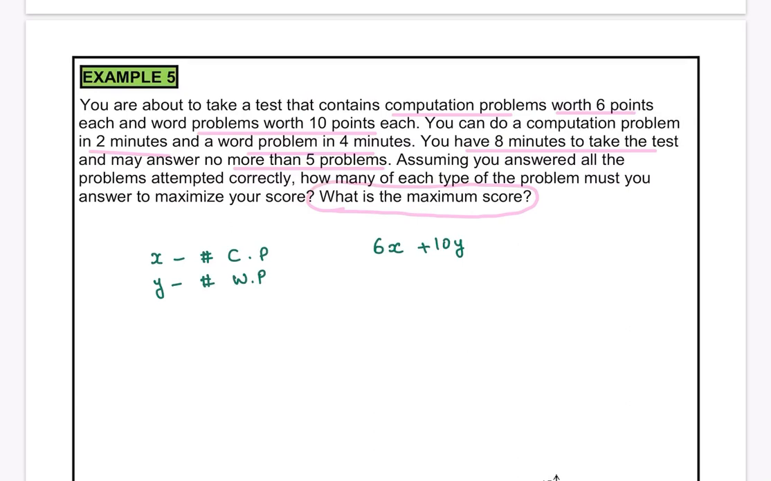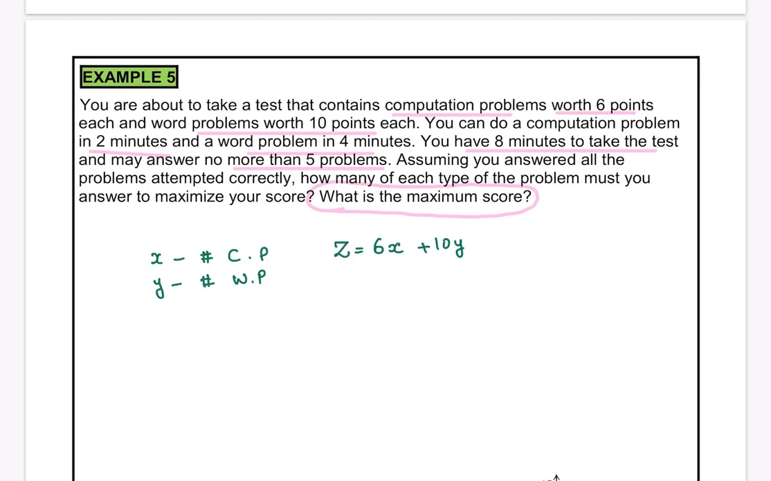So the total score would be, I'm going to say Z. Z is equal to 6 times the number of computation problems plus 10 times the number of word problems. That is what we call the objective function. That's what you're trying to maximize. You want to maximize your score. You are trying to have the best score possible, so you're trying to maximize your Z.